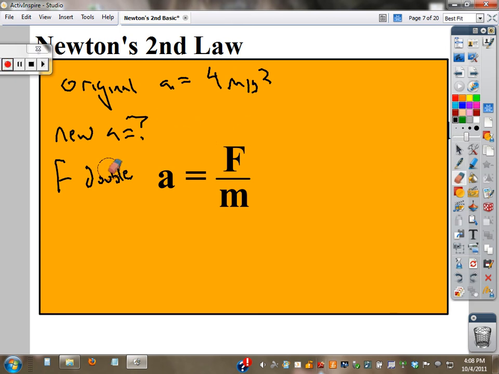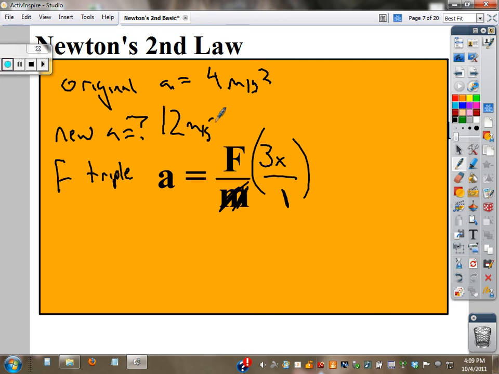What is the new acceleration then if force triples? Another way to mathematically look at it: mass is constant. This is 1. Force triples, so it's 3 times. So it's 3 times the acceleration, 3 times over 1. So if you triple this, that means we now have 12 meters per second squared. Let's try some more.